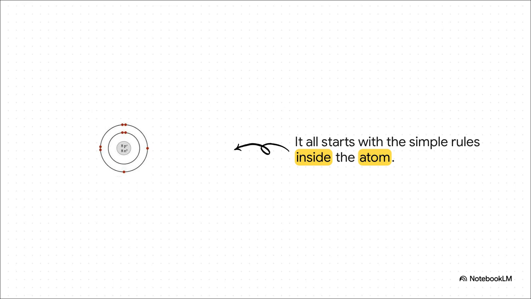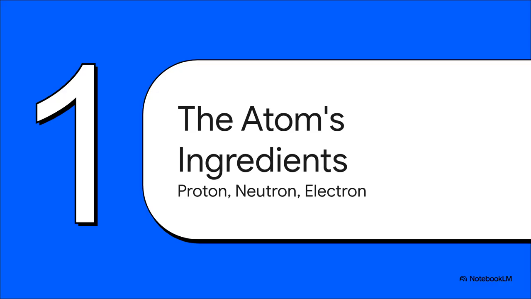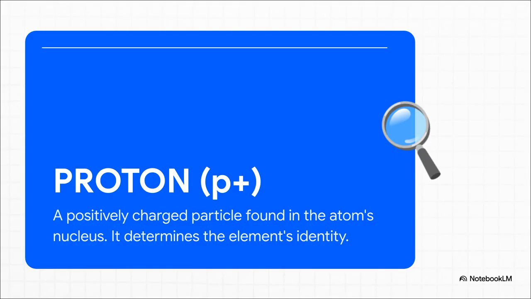It all comes down to the three key players you see here. The ones all packed together in the center, that's the nucleus, and the ones zipping around on the outside. If you can understand them, you can basically understand how everything works. All right, so let's meet the three subatomic particles that build our entire reality. You've got the proton, the neutron, and the electron. That's the whole team.